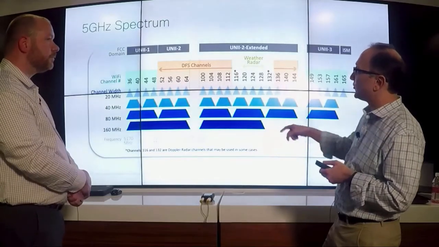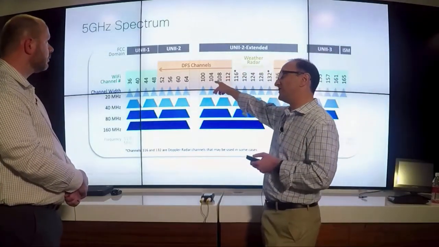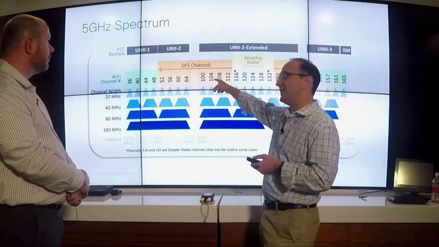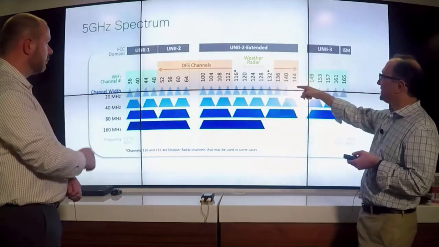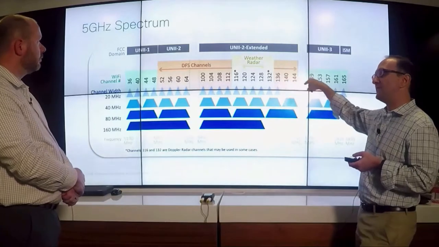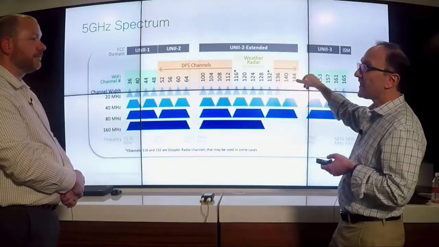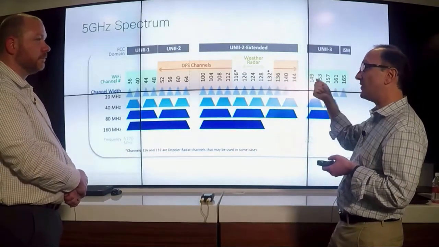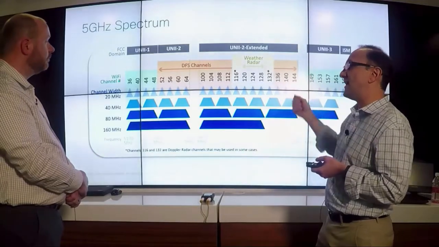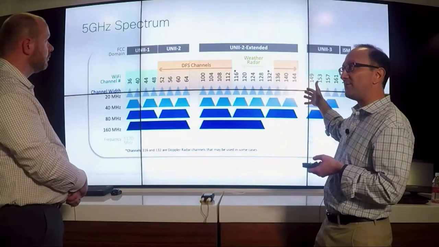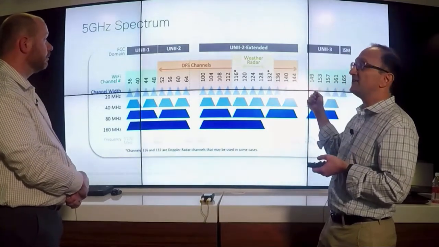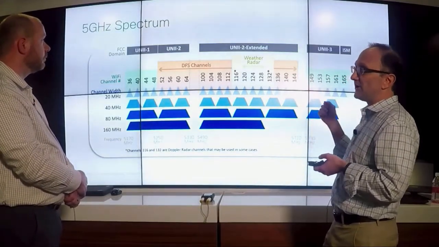Now, another regulatory piece is that acronym, DFS. We need to be watching out in these areas because we share that spectrum with radar. If we detect a radar event, we actually have to vacate that channel. So here it looks like I've got all these channels at my disposal. It does, but I might lose the ability to use them periodically.